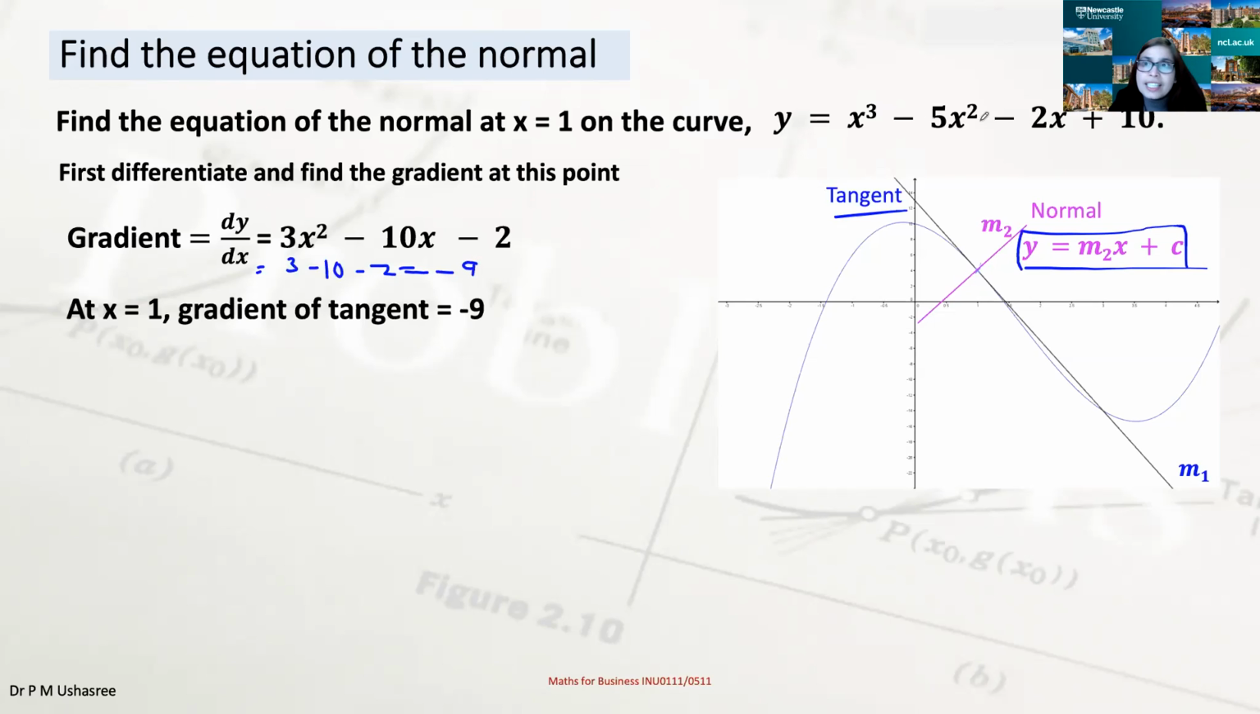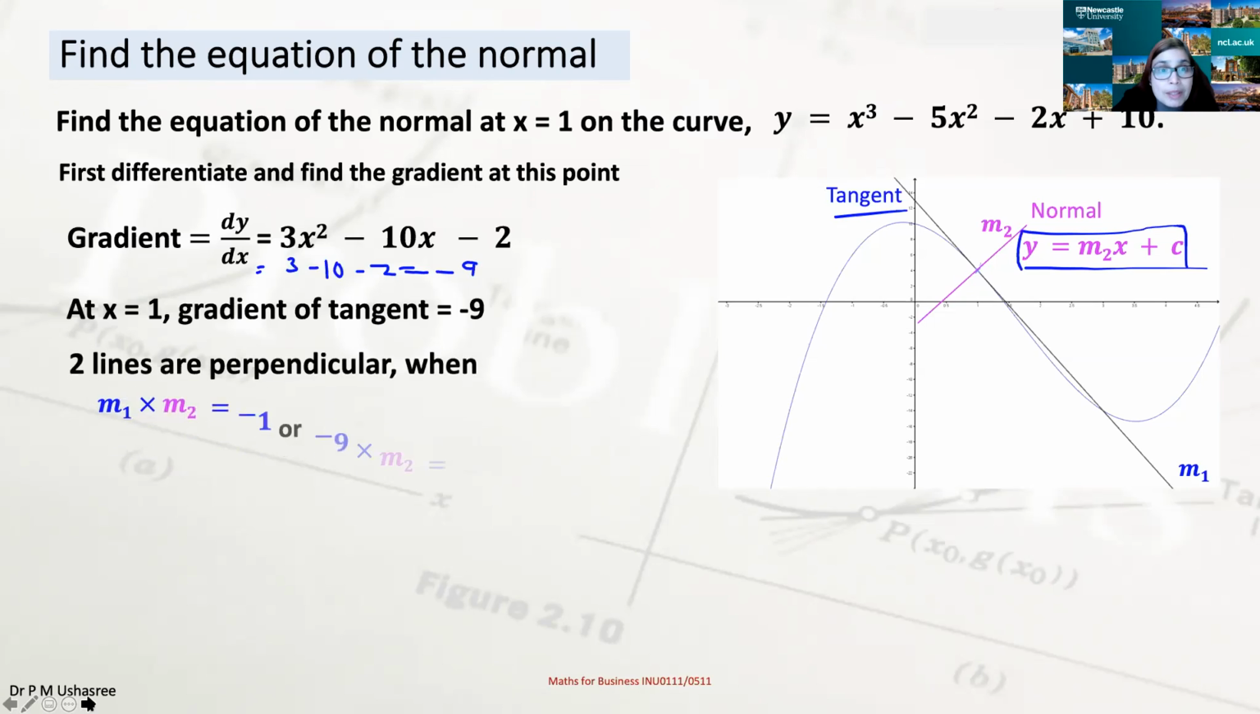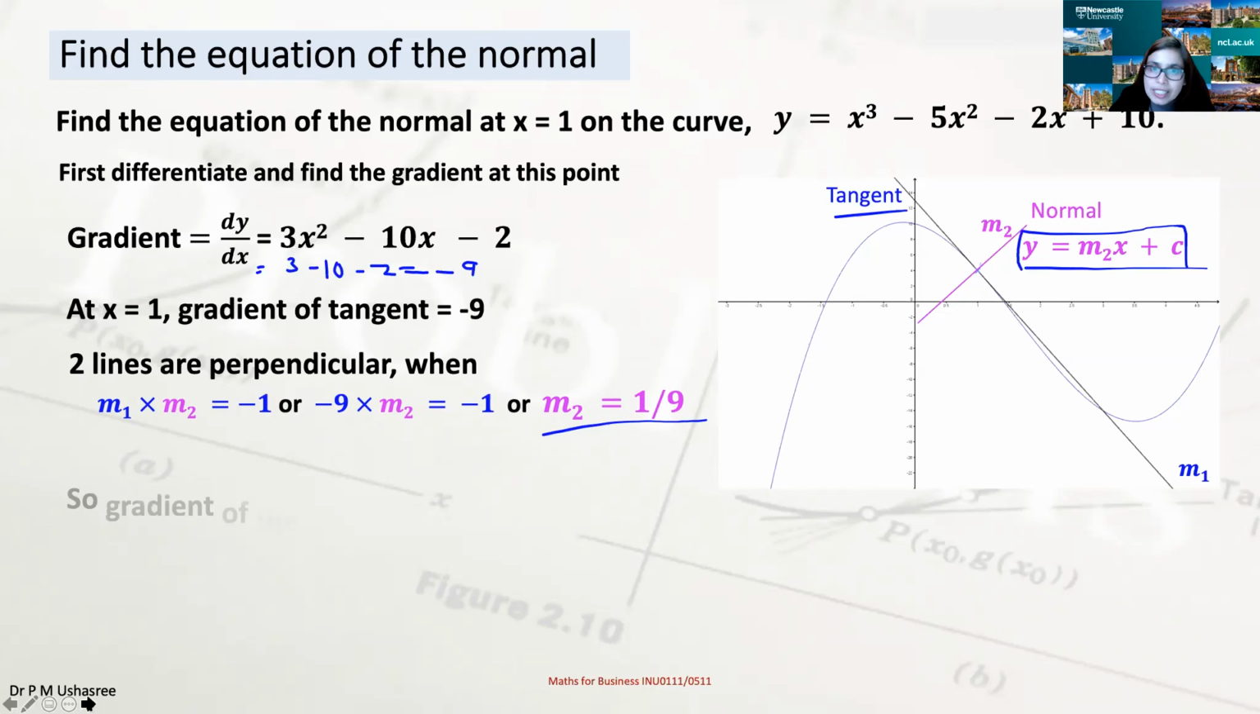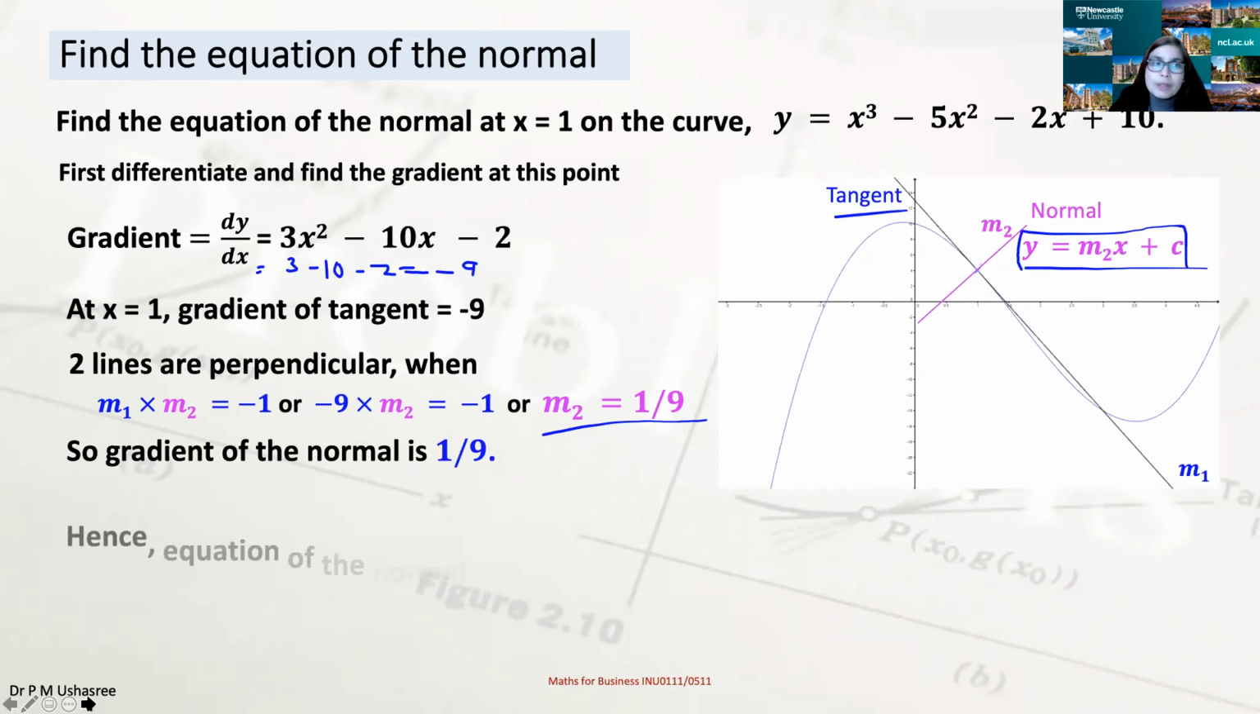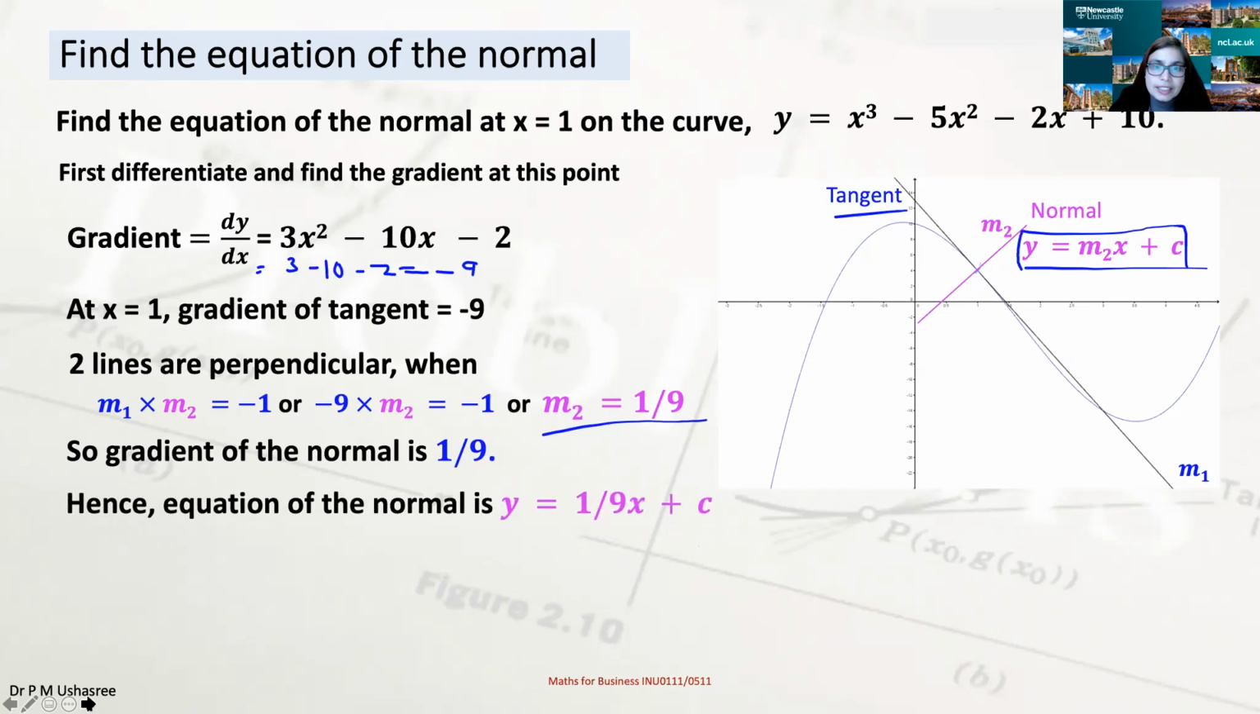Now, how will you find the gradient of the normal? Use the perpendicular line condition. If two lines are perpendicular, then m1 m2 is minus 1. So just use that and find the value of the gradient of the normal. Now you know the gradient, so substitute in the general equation. Now how will you find c? Substitute this point, x is equal to 1.